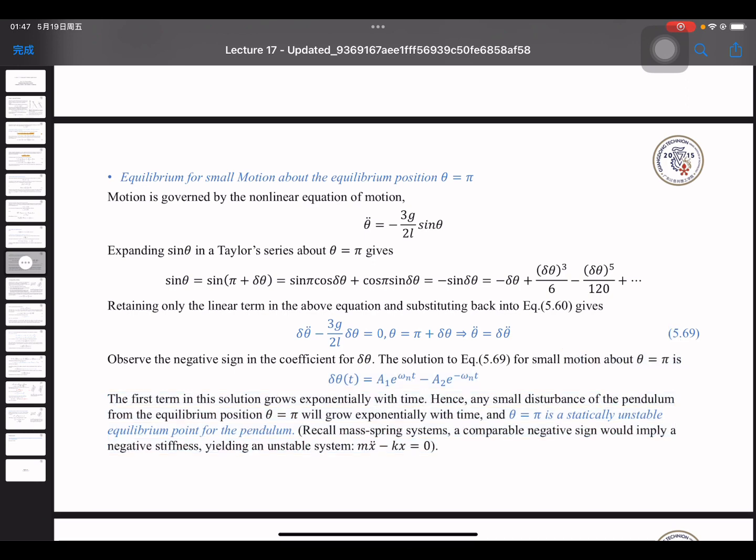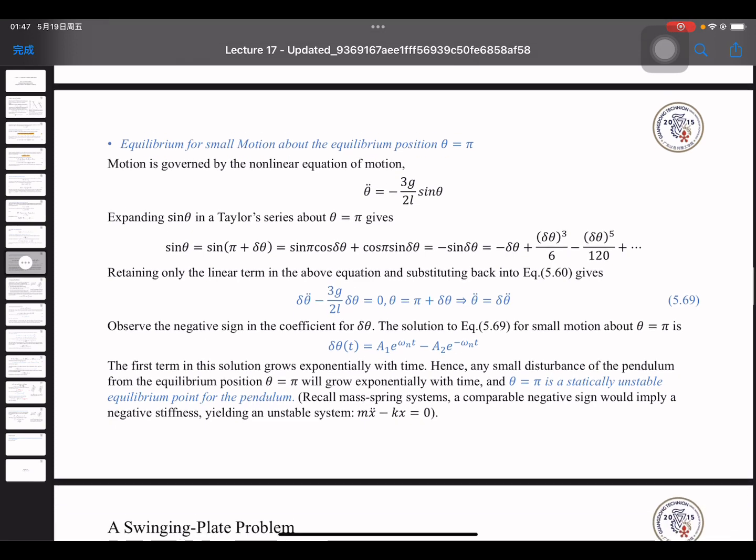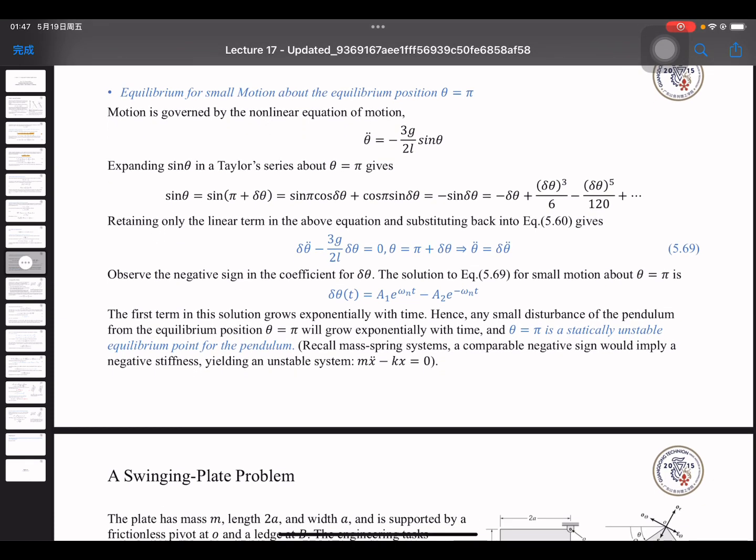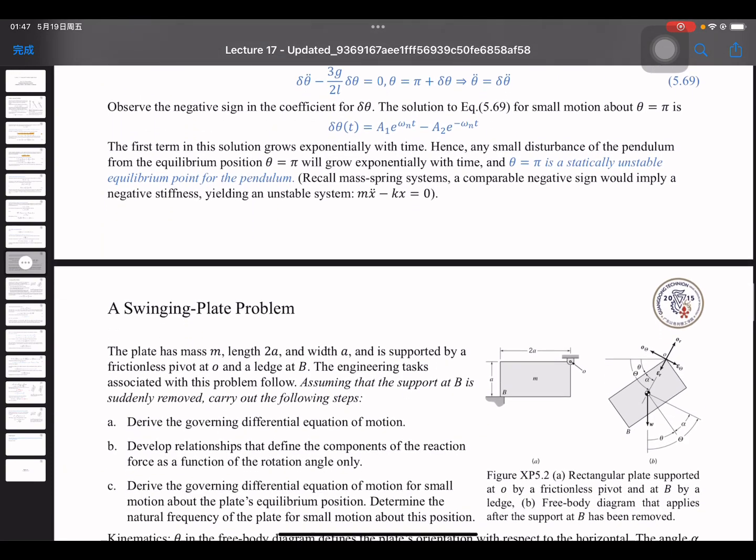Observe the negative sign in the coefficient for delta theta. The solution to equation 5.69 for small motion about theta equal pi would be delta theta of t equal a1 times e to the omega n t minus a2 times e to the minus omega n t. The first term in this solution grows exponentially with time. Hence, any small disturbance of the pendulum from the equilibrium position theta equal pi will grow exponentially with time, and theta equal pi is a statically unstable equilibrium point for the pendulum. Recall mass spring systems for comparison: the negative sign would be simply a negative stiffness yielding an unstable system.